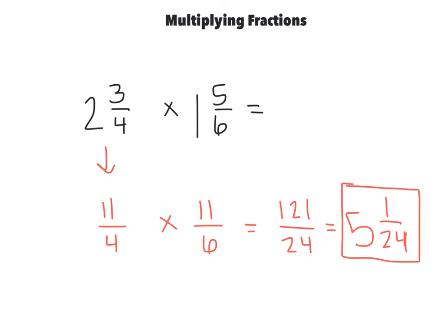But again, you can see how the multiplication portion of it, you're just going straight across. Your numerator times your numerator, your denominator times your denominator. And when you have a mixed number, I think it's important to switch it from your mixed number to improper, then multiply, and then simplify, turn it back into a mixed number. And I think that's the easiest way to do it.